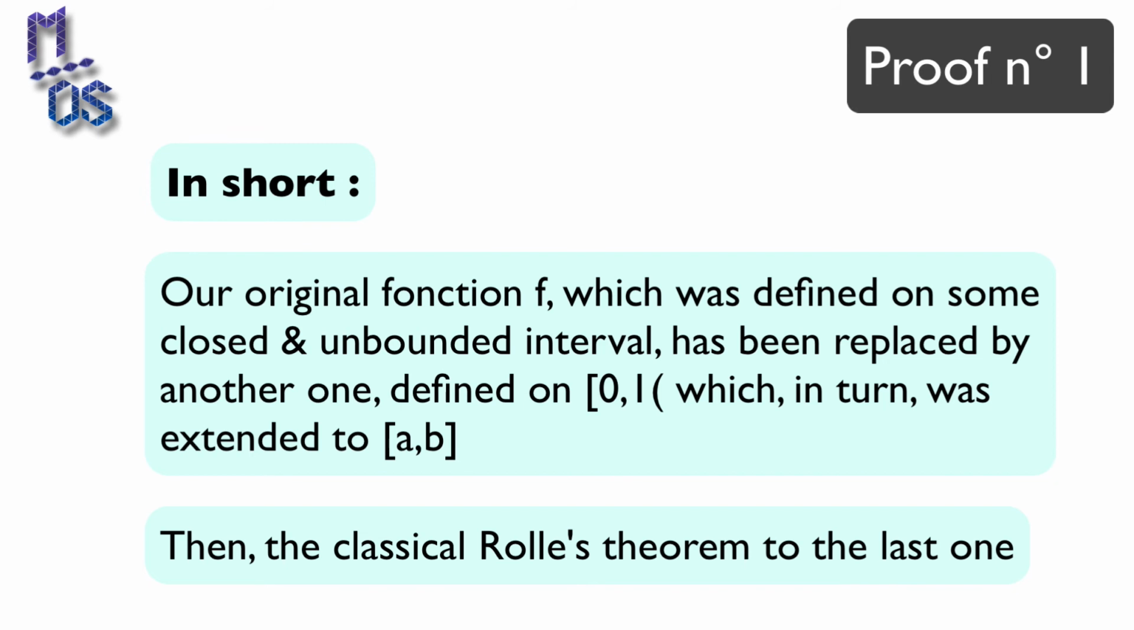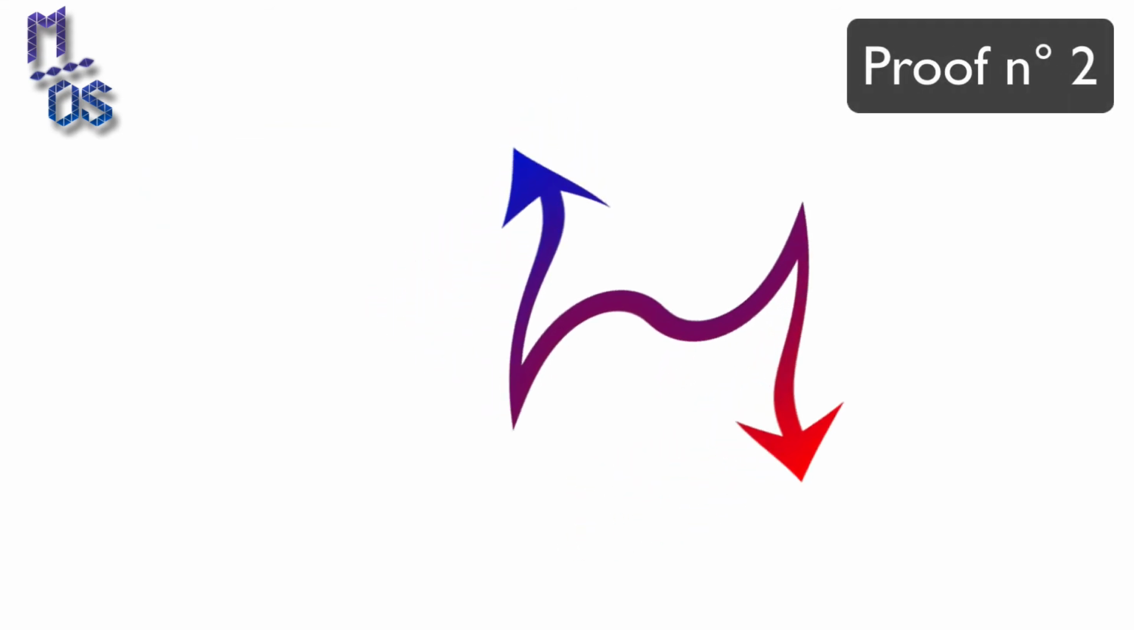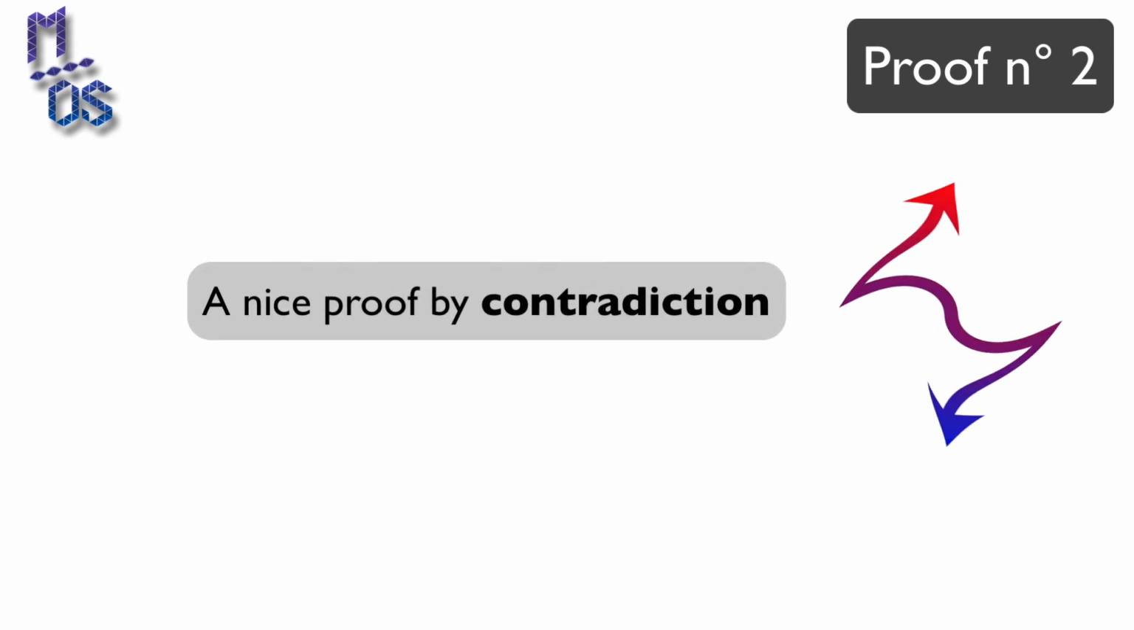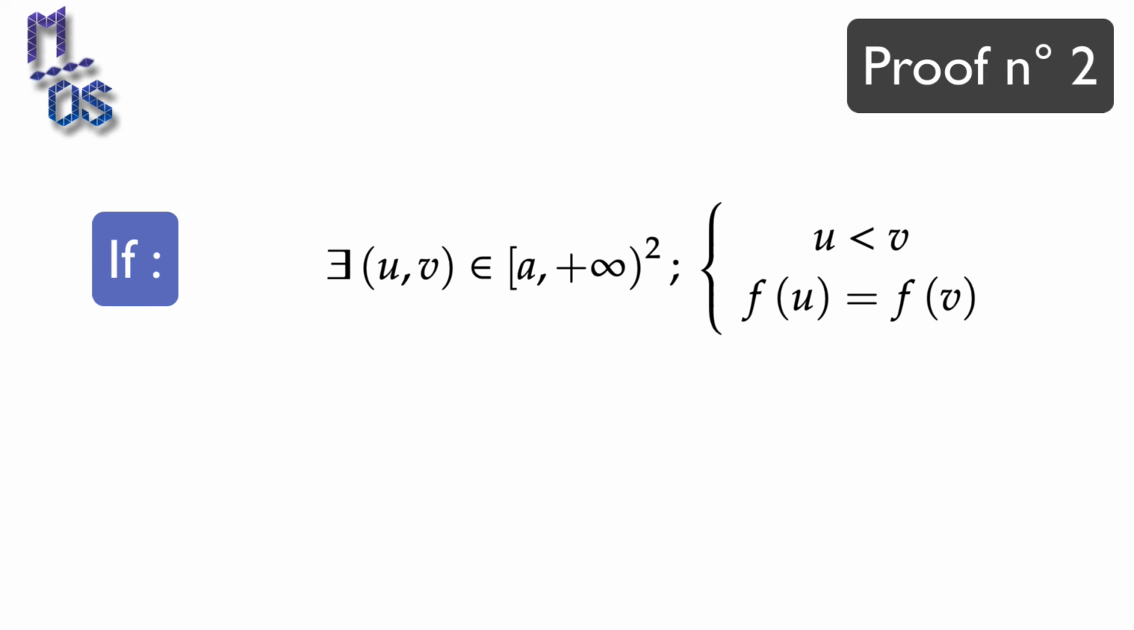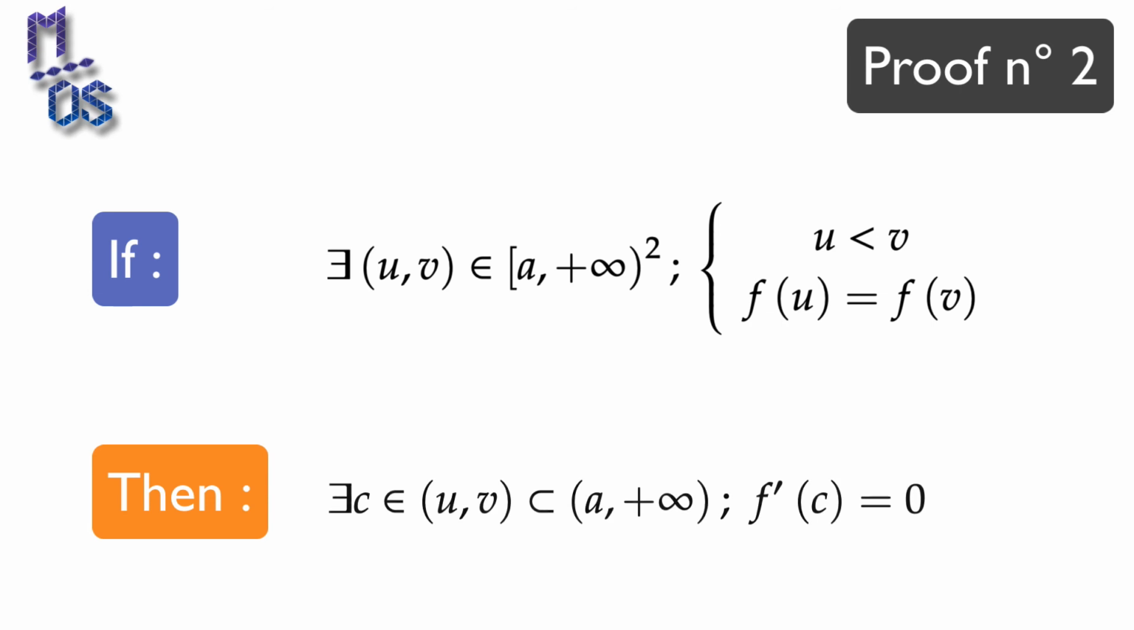Now let's go for the second proof, which, in my humble opinion, is a nice proof by contradiction. If we could be sure that there are distinct real numbers u and v, both greater than a, such that f of u equals f of v, then we could conclude by applying Rolle's theorem to the restriction of f to the closed and bounded interval [u, v].